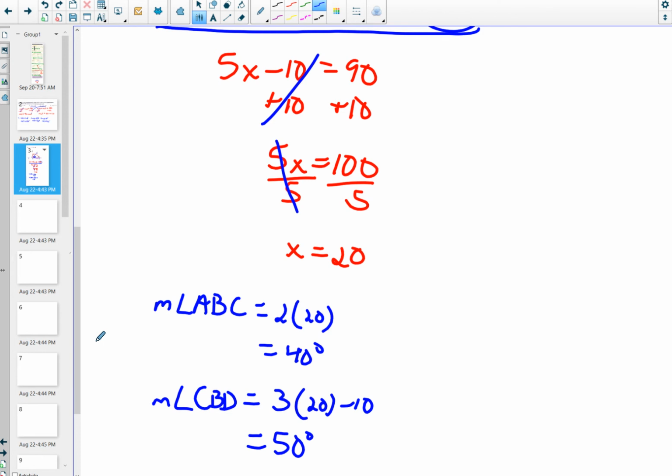20 was just the unknown. I couldn't find any angle until I knew what x is. I found out x by writing an equation. Now that I know what x is, I plug it back into each angle to figure out what each angle is.